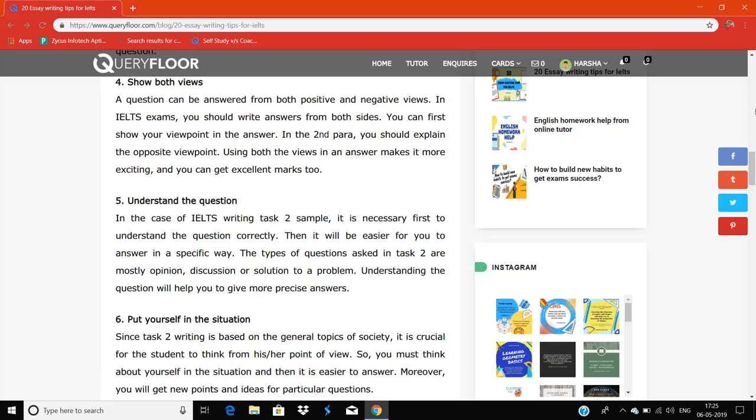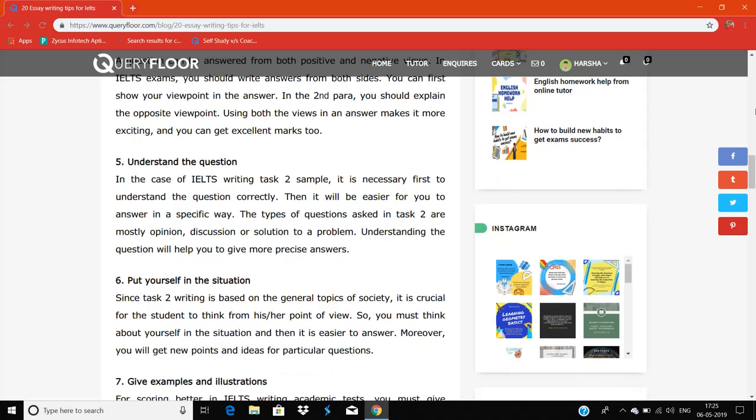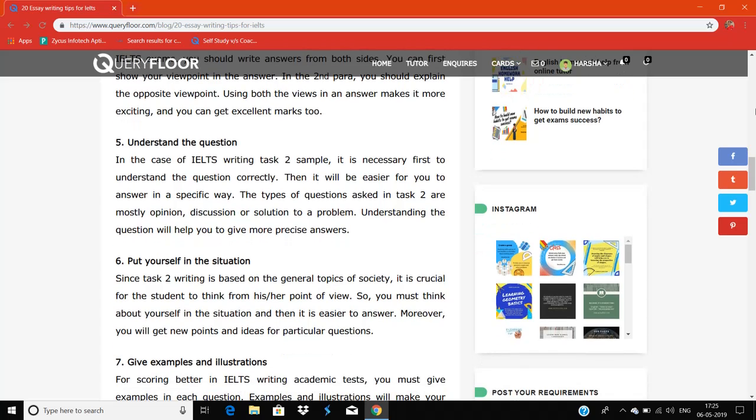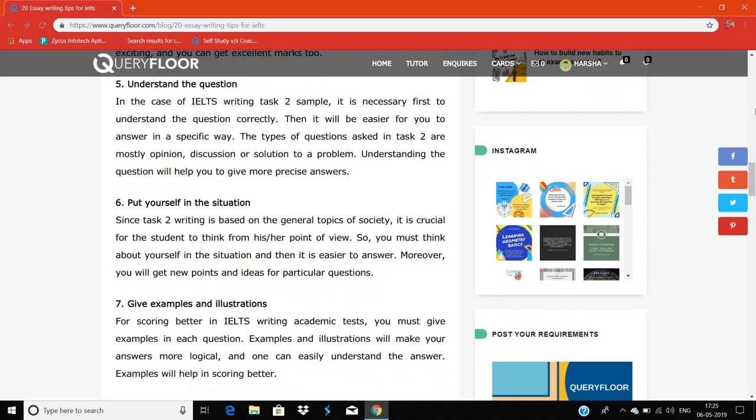Show both views. A question can be answered from both positive and negative views. In IELTS exams, you should write answers from both sides. You can first show your viewpoint in the answer, and in the second paragraph, you should explain the opposite viewpoint. Using both views in an answer makes it more exciting and you can get excellent marks too. It also shows that you have more depth of knowledge in the topic that you're studying.